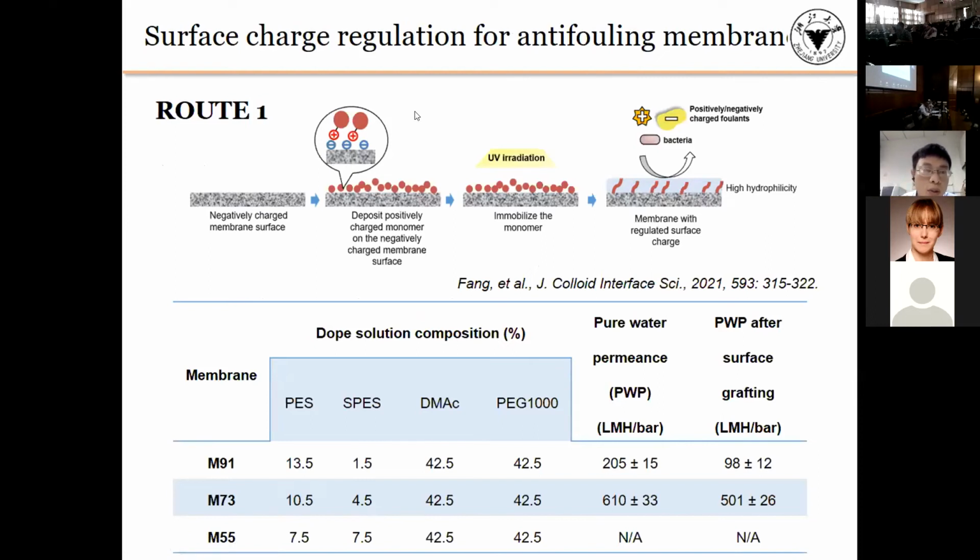So I introduce route 1. That is, we grafted the positive charge monomer onto the negative charge surface via UV radiation. The surface charge is regulated by controlling the substrate composition and the surface grafting conditions.